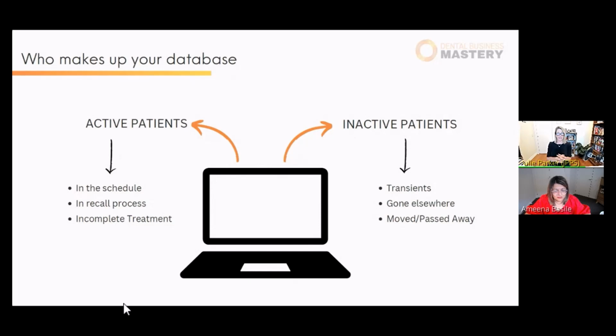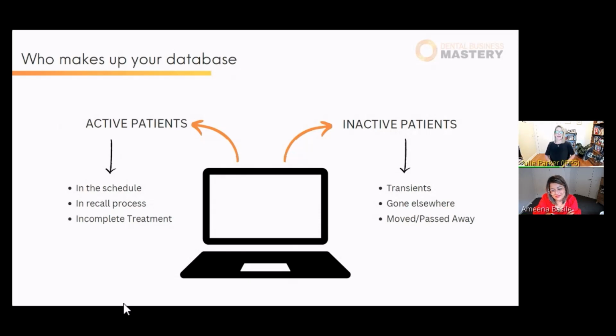So let's get into the guts of the topic, which is why you're forsaking your lunch break to be here today. What makes up your database? What we mean by database is, of course, your patient list. Every single patient nowadays that's moved through your practice will be in your database. Gone are the days where they're all on card files. So I think we're safe to say nowadays that every patient that's moved through your dental practice is in your database.